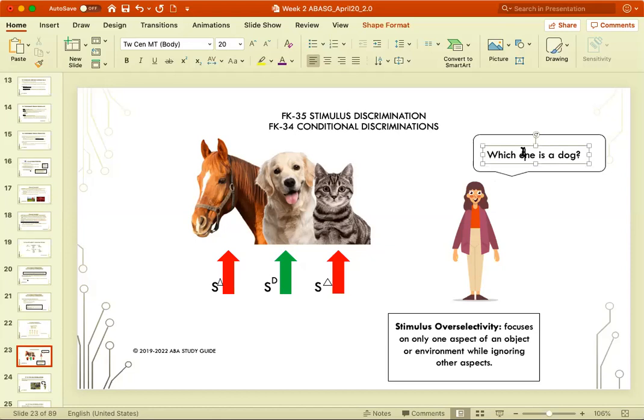Stimulus overselectivity is when the individual focuses on only one aspect of an object or environment while ignoring the other aspects. Have you ever had a learner you're trying to ask a question, and they only tune in when you give a specific stimulus, or they only focus on one aspect of the environment while ignoring other aspects? That means that your stimulus control is too narrow. We have stimulus overselectivity.